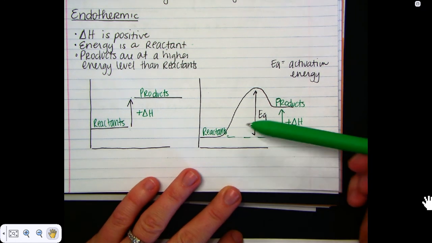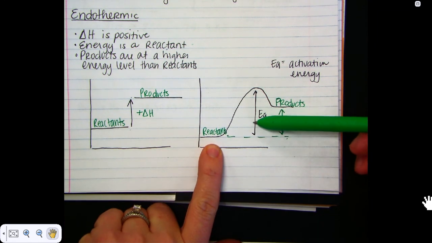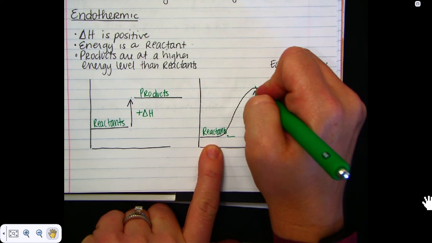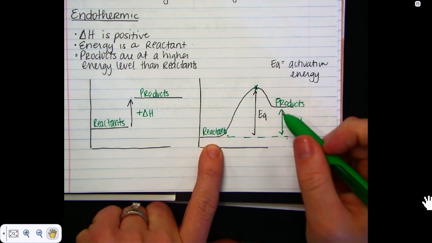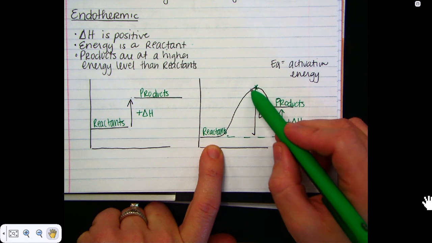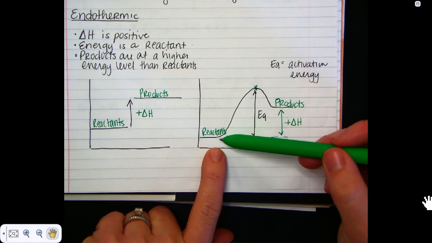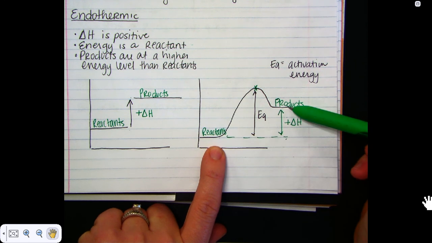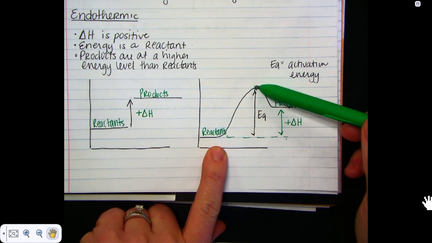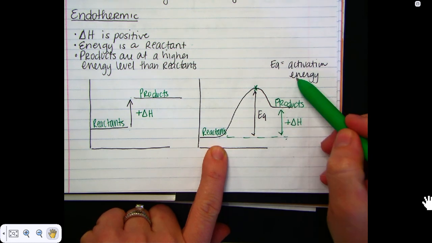What this tells me is that my reactants have to be boosted up in energy to this point, right? The peak of this hump, in order for my reaction to start. And once it starts, then we go on to become products. But the difference in energy between the reactants and products is not the same as this energy hump. It's just this part. Okay? This E A is the activation energy.